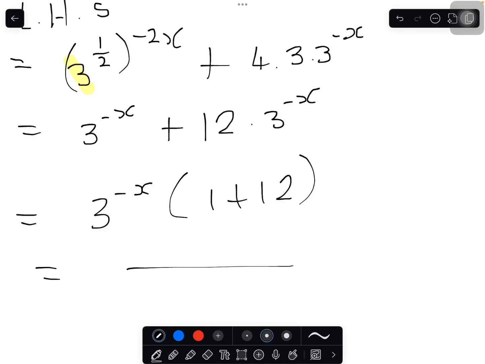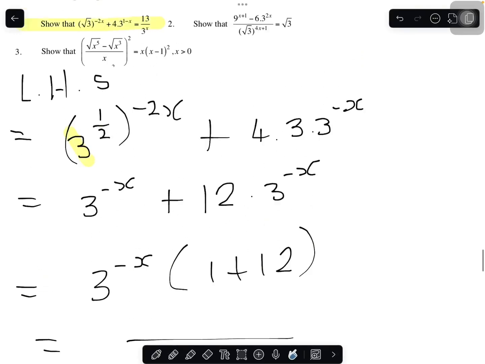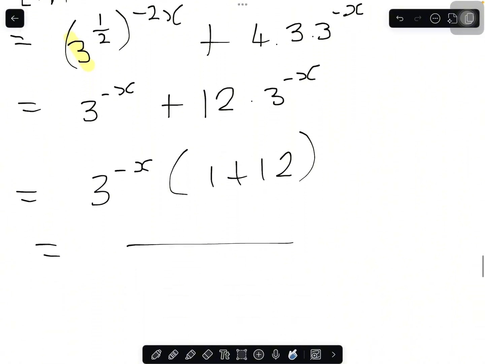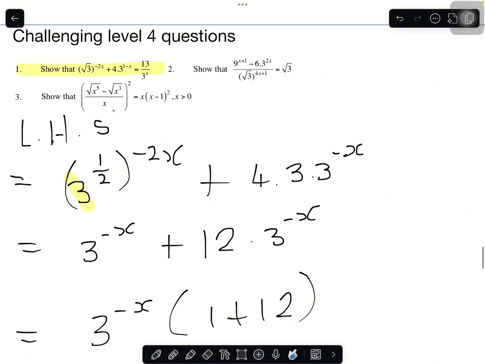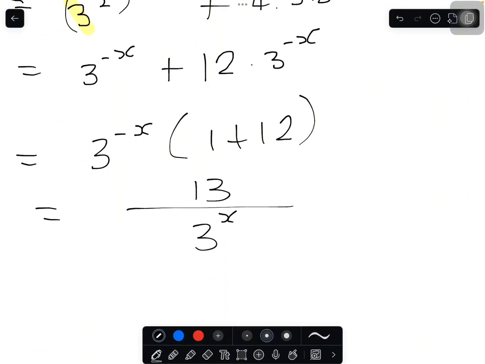So when we're dealing with this, we have a negative exponent. If you look at what we're proving towards, it has a positive exponent. So we're going to bring this to the bottom, and we have 3 to the x, and we have 1 plus 12 is 13. If we look at our question, is there more we need to do? No. So we then just say, therefore, left hand side equals our right hand side.